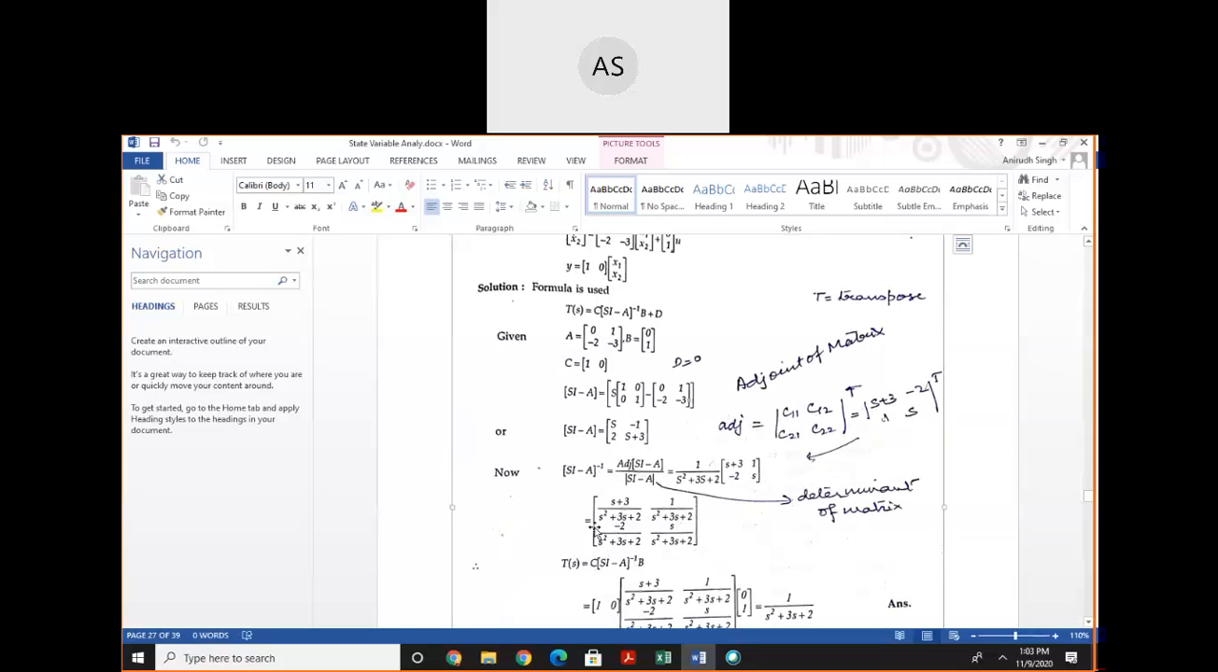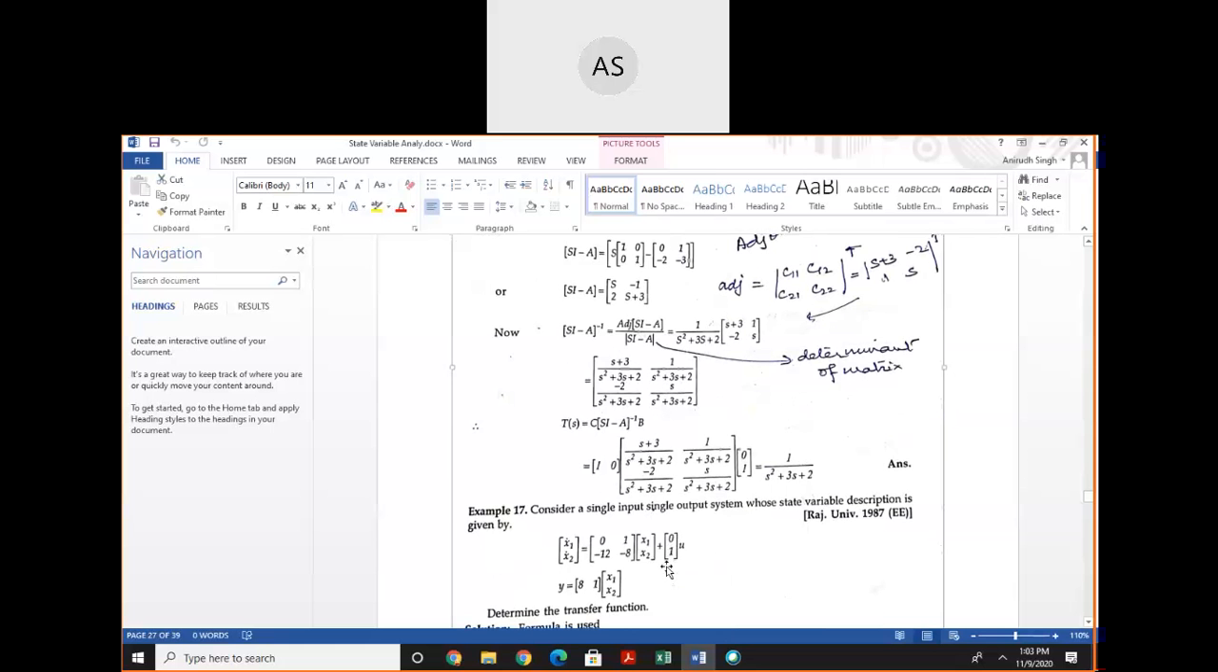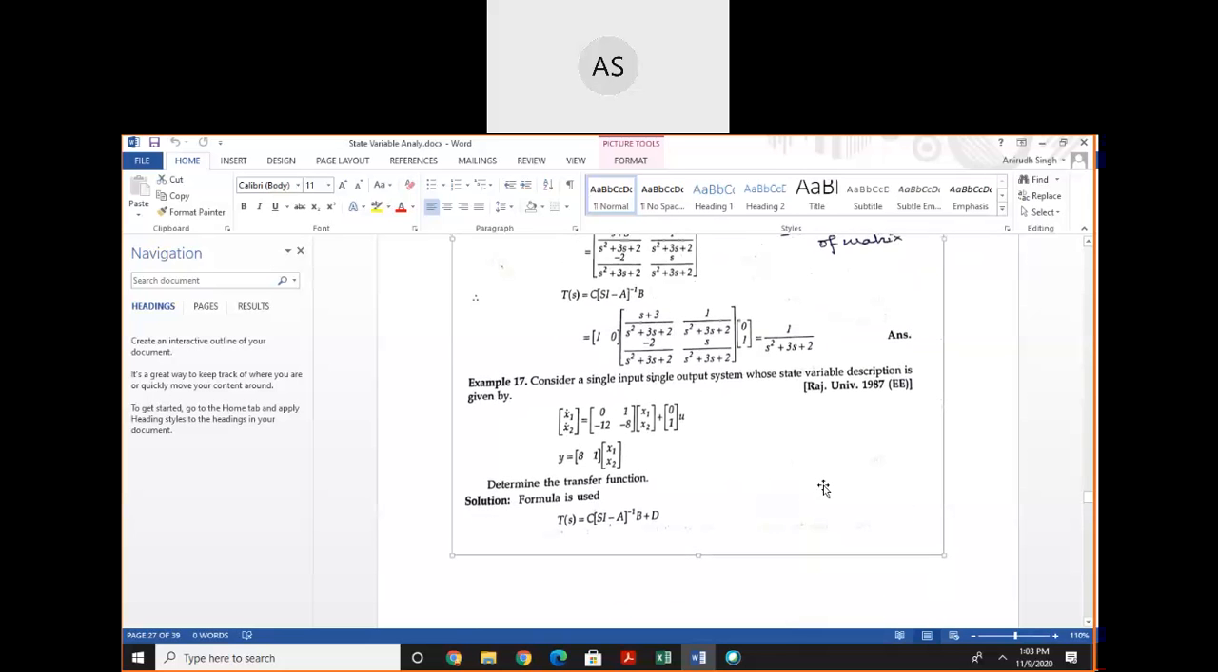determinant is simply S multiplied by S plus 3 plus 2. So S square plus 3S plus 2 multiplied by this. So we get the inverse of SI minus A is given by this, and if we multiply this matrix with C and B, we get the transfer function. This is the value of C and the value of B. So if you simplify this, we get the transfer function.